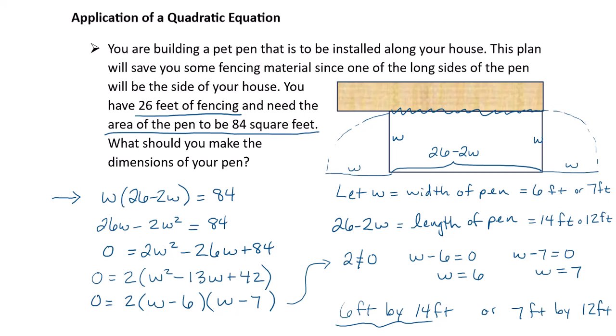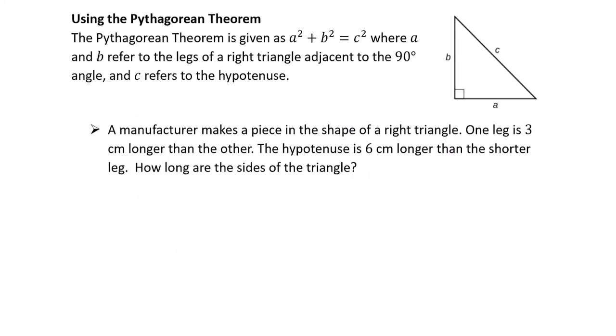Let's double check and make sure that we'll have enough fence for these. The 6 is my width, so I would have 2 of those. That'd be 12 feet. And adding in the 14 feet of length, that's 26 feet of fencing. If I tried the other dimension, I would have 2 of the 7 feet lengths, and then I would add 12, and that is also 26 feet of fencing. So either of these dimensions are going to work.